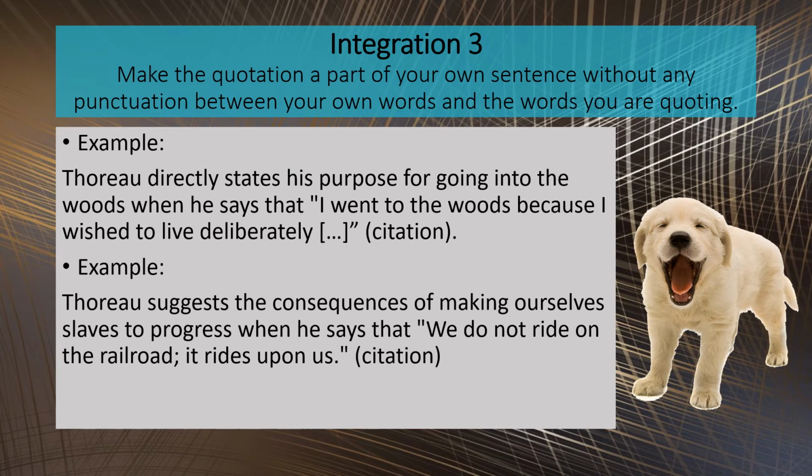Integration 3. Make the quotation part of your own sentence without any punctuation between your own words and the words you are quoting, of course, other than quotation marks. Thoreau directly states his purpose for going into the woods when he says that "I went into the woods because I wished to live deliberately." As you can see, there are ellipses used because the rest of the quotation is not there. Another example: Thoreau suggests the consequences of making ourselves slaves to progress when he says that "we do not ride on the railroad, it rides upon us." Hopefully you see that in both of these sentences, it says "that" before the actual quote.